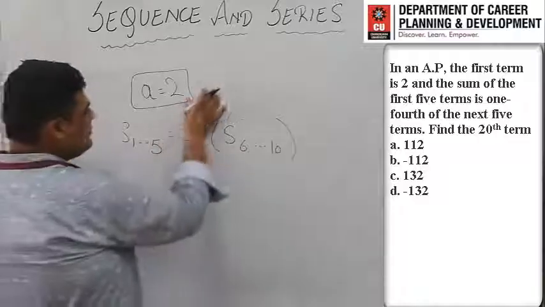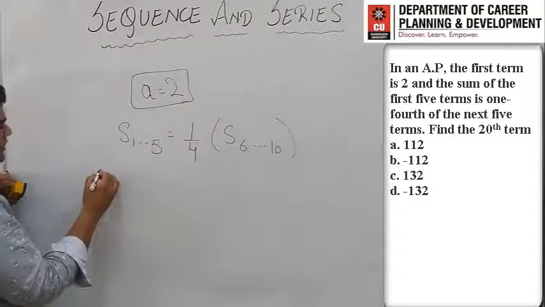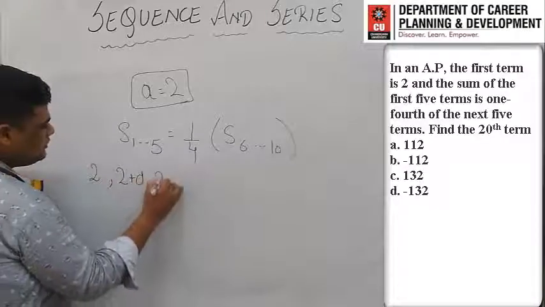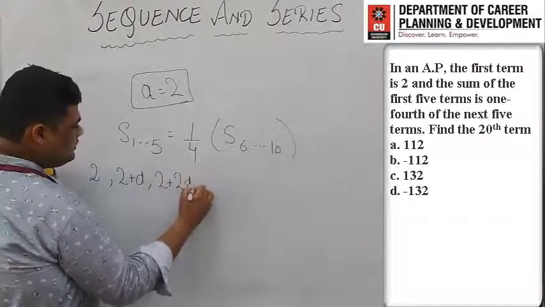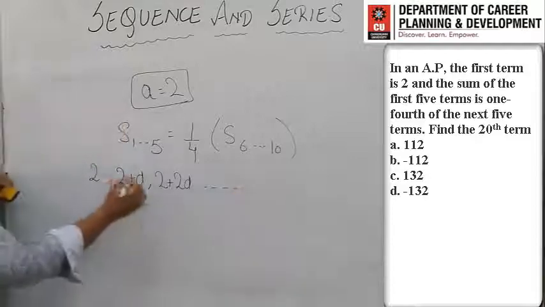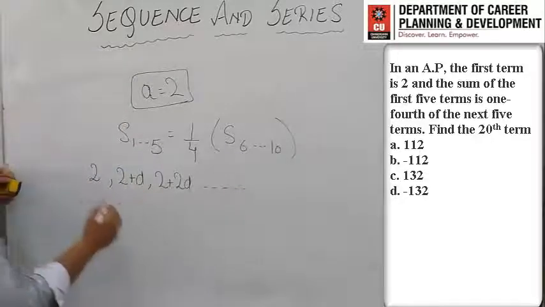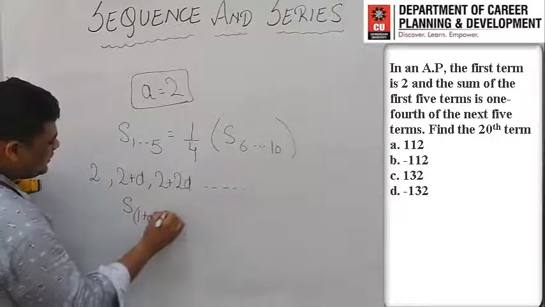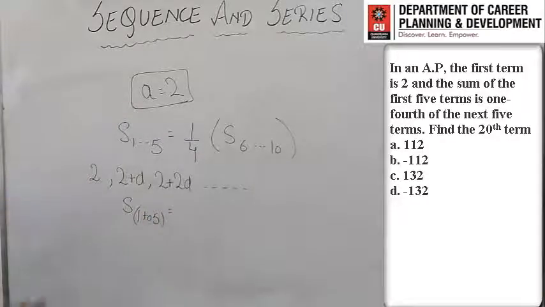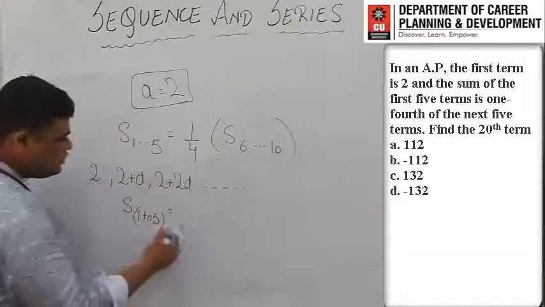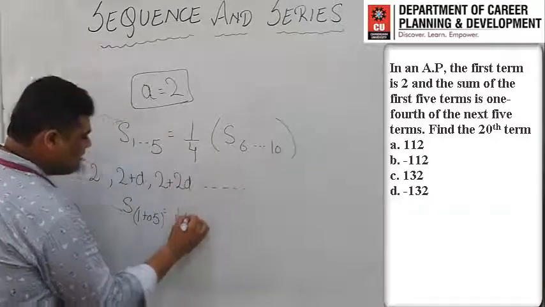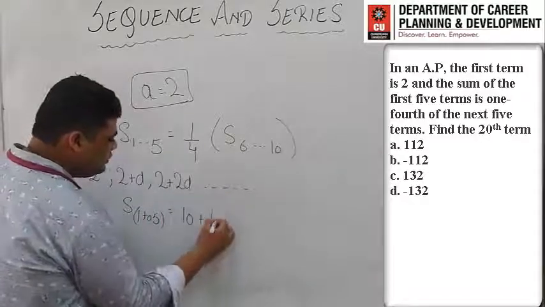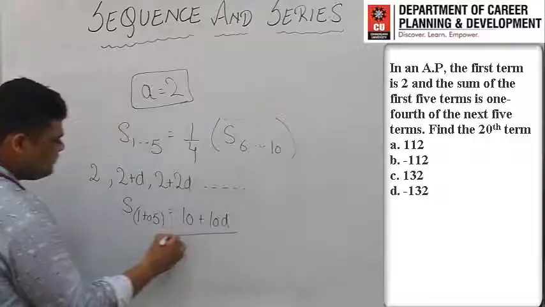Now let us see how this series will be. The series will be 2, then 2 plus d, 2 plus 2d, and continuing. In this way we will write our series. Now the sum of terms from 1 to 5: here the 2 will be added 5 times, so total 10, plus d plus 2d plus 3d plus 4d, total it will be 10 plus 10d.